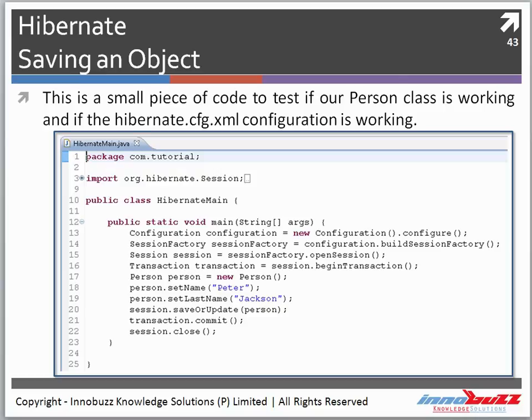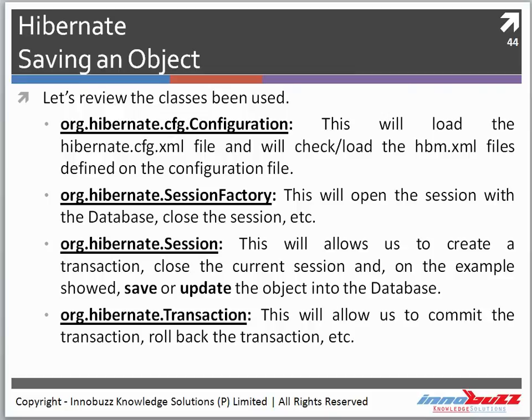Because we want to save an object on the database, we must open a transaction. After this, we create a new person object. We set all the attributes, and then the save or update method is called using the session object. If this passes, then we must commit the transaction in order to make persistent the changes. At the end, we close the session. Here you have a summary of the classes being used in the previous code. Please review.